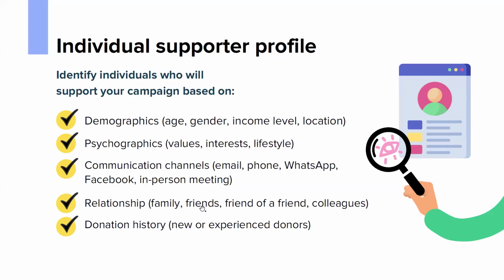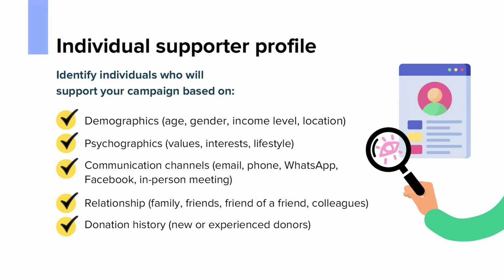Individual giving strategy. First, you need to identify individuals who will support your campaign, and you can do it based on several factors. The first factor you need to check is demographics: age, gender, income level, location. Then you need to see what individuals like, what their interests and lifestyles are, and also which channels they are using. Some donors don't use emails anymore, some of them do. Some donors are easy to reach by phone, by WhatsApp, or they like to have conversations through Facebook or Instagram. But some donors like to meet and discuss in person.